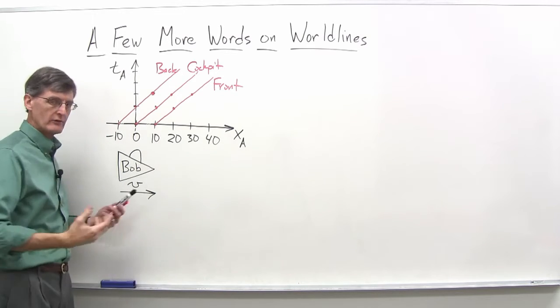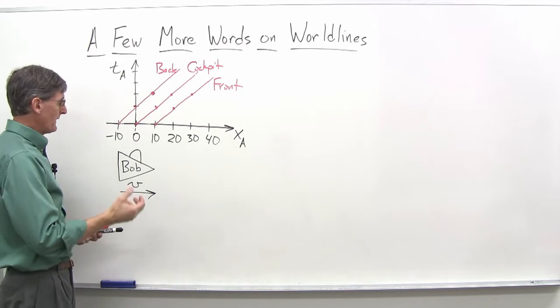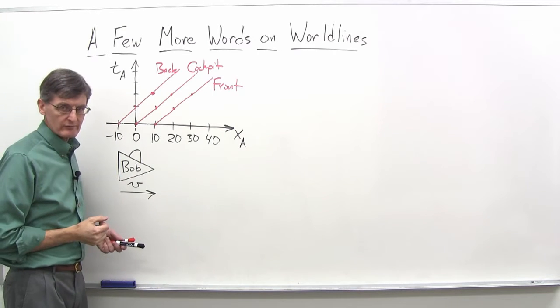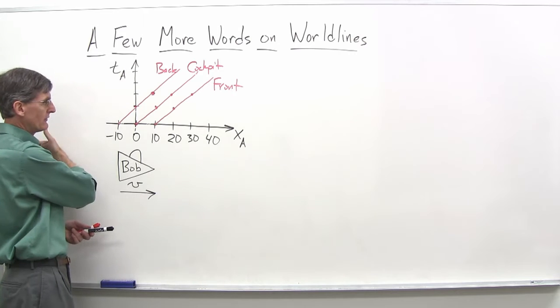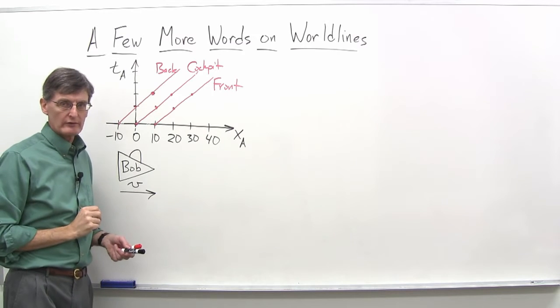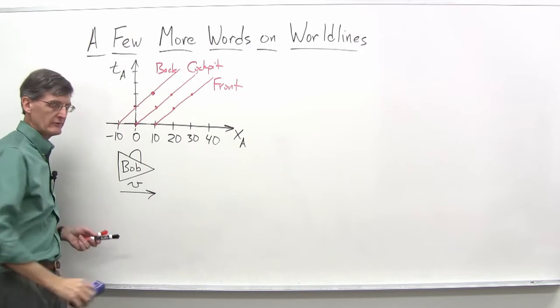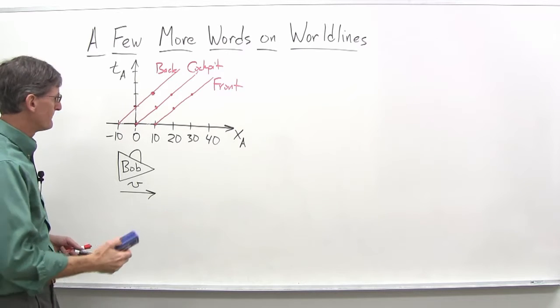As a little exercise, you might think about what if Bob was moving backwards? What would that look like? If he's moving in this direction, what would the world lines be like? I'll leave that as a little thought exercise for you.